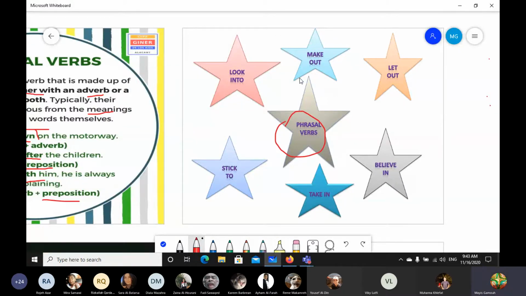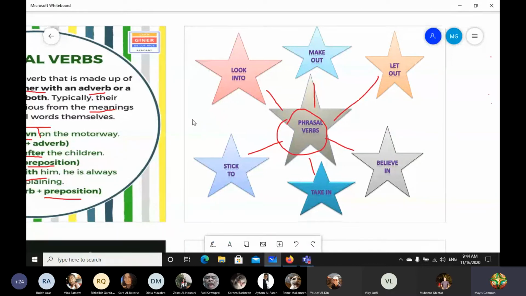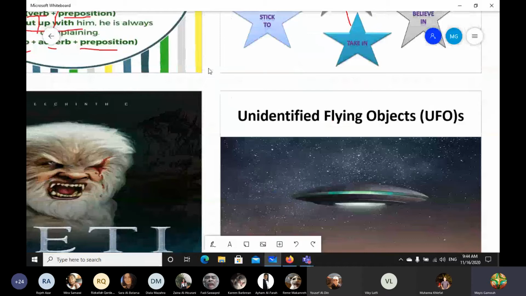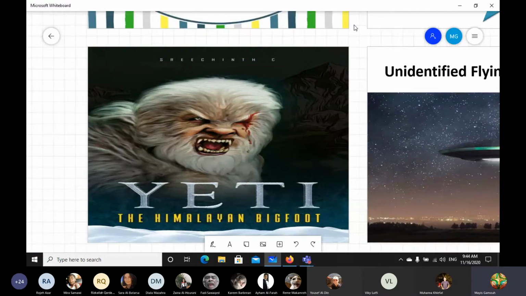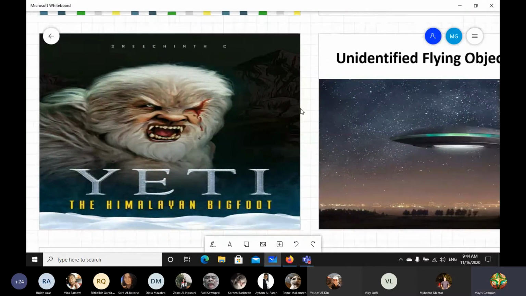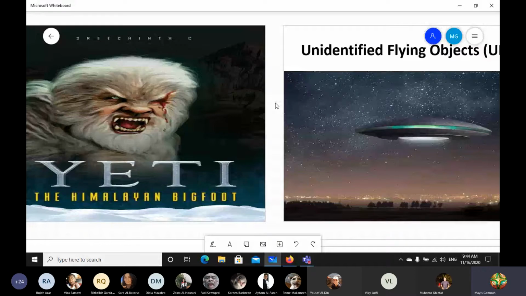And one more time, the phrasal verbs that you have to take into consideration are: make out, number one, look into, stick to, take in, believe in, and let out. Let's go to the next slide. I told you that these two photos are regarding your exercise B in your book, which we will be solving in a couple of minutes after continuing explaining the lesson.